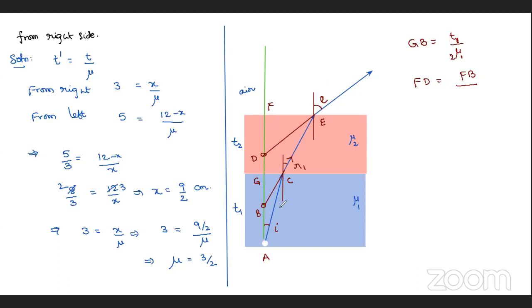Which is FG plus GB. FB. But mu2 with respect to 8, sir. Very good. mu2 with respect to 8. All of you understood this one, Nana? Due to the refraction at the second surface.